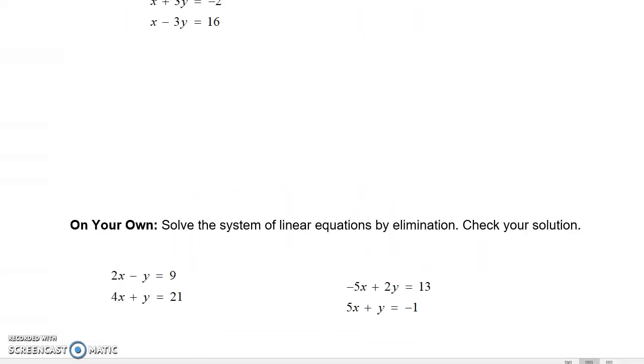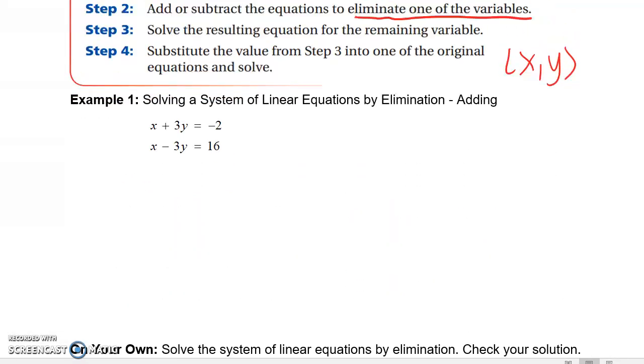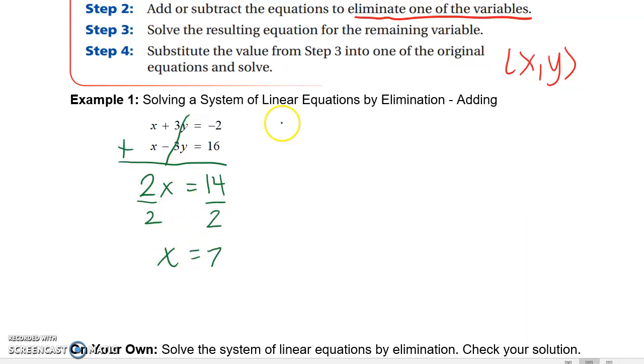So we're going to move down to example 1. When we look at example 1, these are set up to eliminate. We have x plus 3y equals -2 and x minus 3y equals 16. So I am going to add, because 3y and -3y are opposites, I can eliminate them. x plus x is 2x, and -2 plus 16 is 14. So now I need to solve for x. x equals 7.